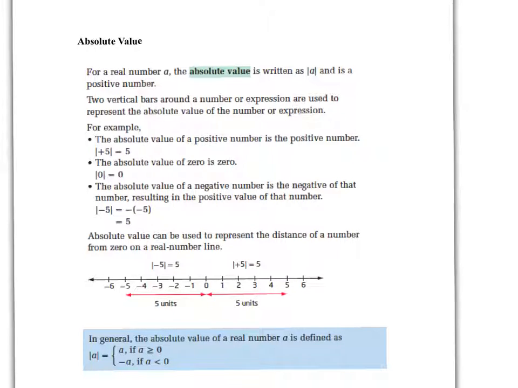And this is kind of the definition at the bottom. In general, the absolute value of a real number, A, is defined as A, if A is greater than or equal to 0, and then negative of that if A is less than or equal to 0. And this little thing at the bottom actually is going to be most useful when we get into piecewise functions. So we'll have to keep that in mind. But basically for today, what you need to know is when you take the absolute value of a number, the answer is positive. And that's it.